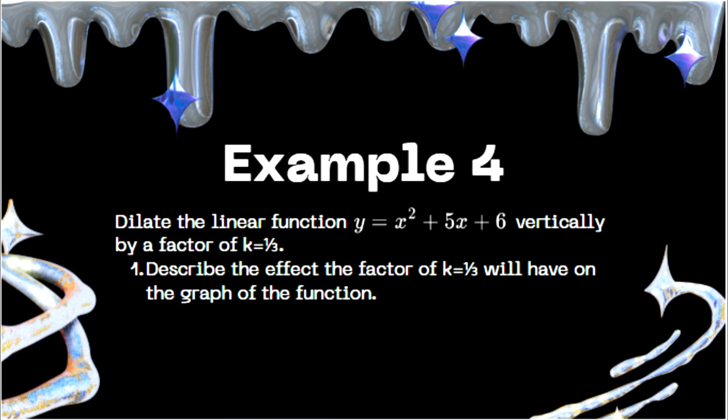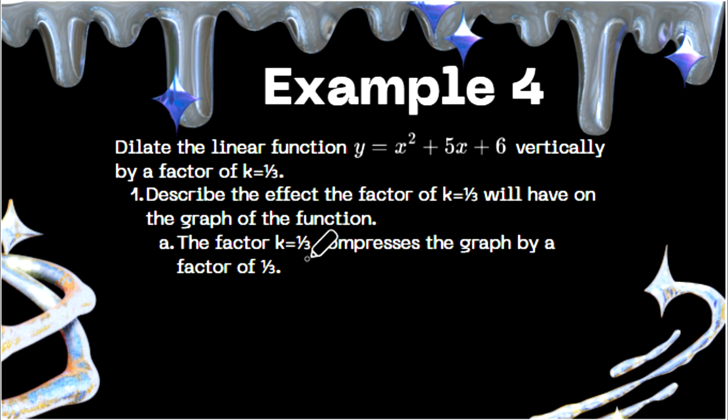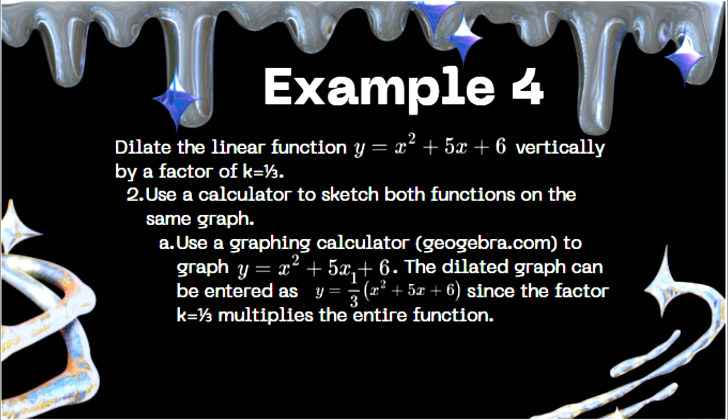Here's example 4. Dilate the linear function y equals x squared plus 5x plus 6 vertically by a factor of k equals 1/3. Describe the effect the factor of k equals 1/3 will have on the graph of the function. Well, because it's 1/3, we know that it's going to be a compression. Okay. Use a graphing calculator to graph y equals x squared plus 5x plus 6. The dilated graph can be entered as y equals 1/3 times x squared plus 5x plus 6, since the factor k equals 1/3 multiplies the entire function.